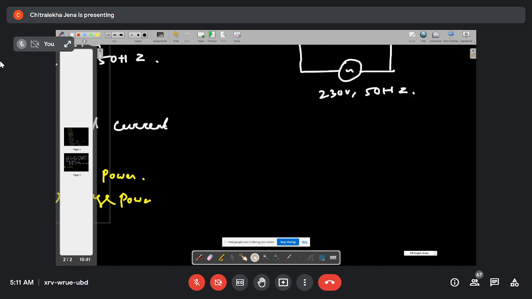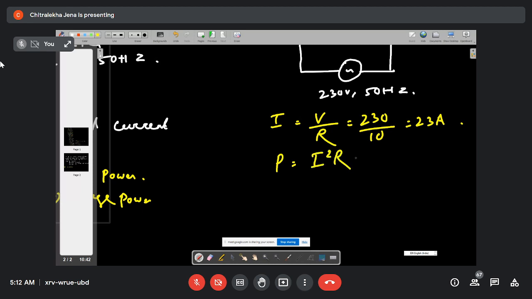Current I is equal to how much? 230 by 10. How much is it? 230 divided by 10, 23 ampere. Very good, 23 ampere. Then next, you will find out the power consumed. Power consumed is equal to how much? I square R.